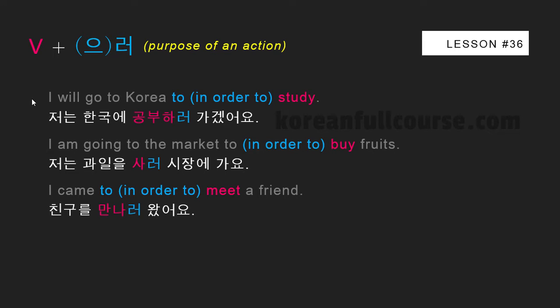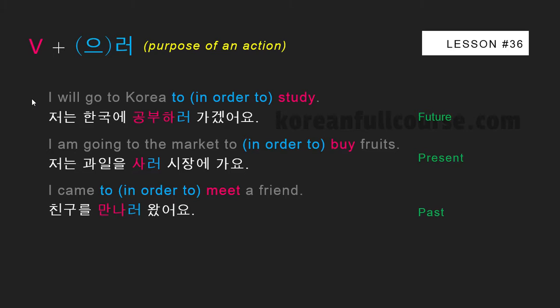I will go to Korea to study. 저는 한국에 공부하러 가겠어요. I'm going to the market to buy fruits. 저는 과일을 사러 시장에 가요. I came to meet a friend. 친구를 만나러 왔어요. The first thing you need to pay attention to is, in the Korean language, you start a sentence with a purpose. Then, you continue with the action.